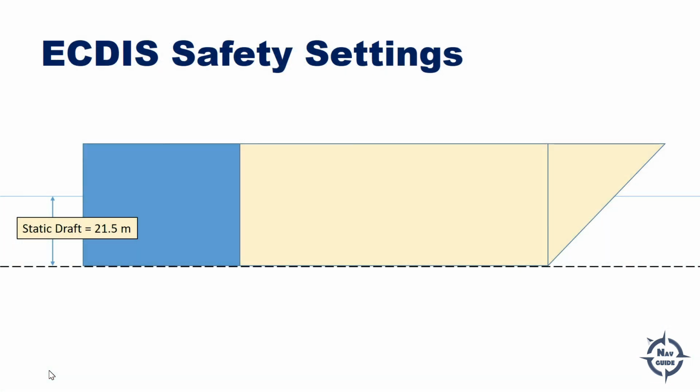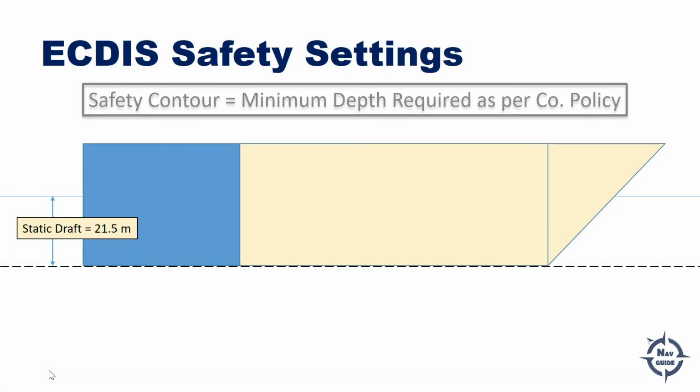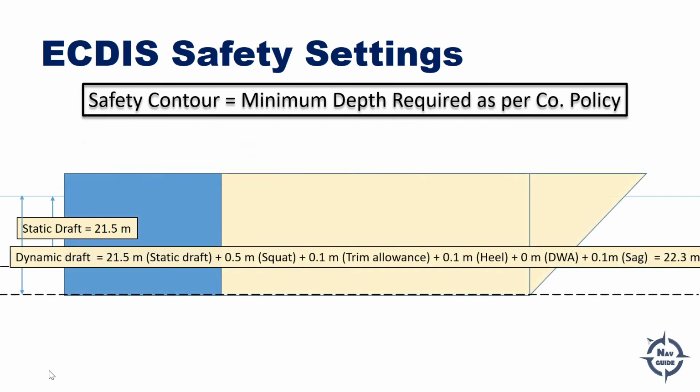Well, now coming to the ECDIS safety settings. As we had already discussed, the safety contour on the ECDIS is usually set at the minimum depth which is required as per the company policy. What is that depth? Let's take a live example here. Let's take the example of a fairly big ship with a static draft of 21.5 meters. To get the dynamic draft, we have allowed for 0.5 meter squat, 0.1 meter trim allowance, 0.1 meter of heel. We have not allowed for dock water allowance, and we have allowed for 0.1 meter of sag. So the dynamic draft here has become 22.3 meters.